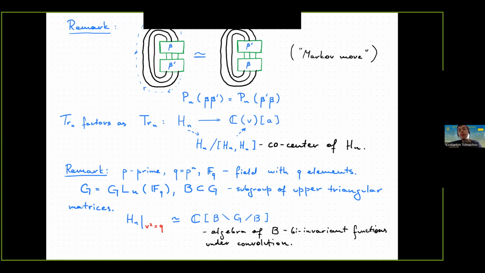Consider the subgroup B of upper triangular matrices in it. Then if we specialize v squared to q in the definition of the Hecke algebra, we get the algebra of B-invariant functions on G with the multiplication given by convolution of functions. So in a sense, you can regard q, the number of elements in a finite field, as an indeterminate parameter, and you recover this definition of Hn in this more geometric way.